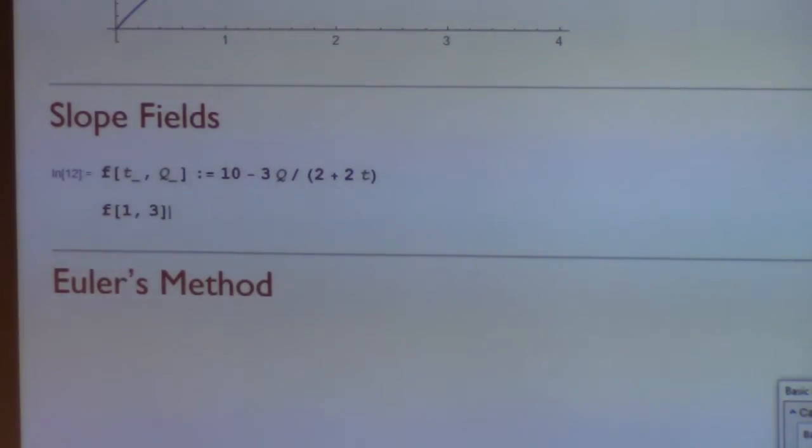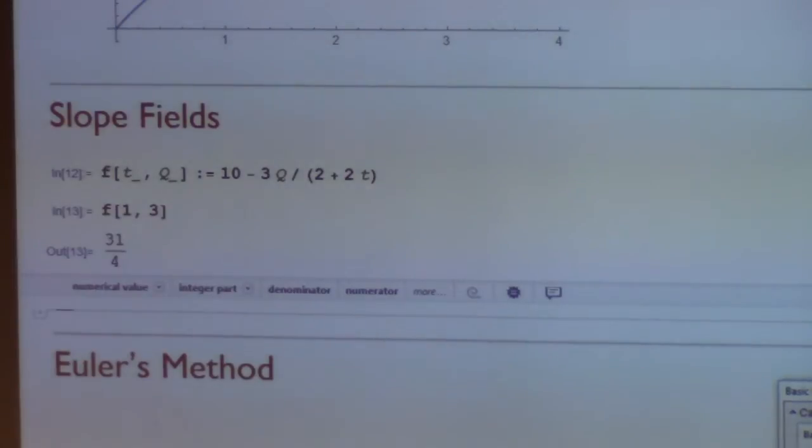This is a function of two variables. As is, you would think of t and q as both being independent variables for this function. However, when we relate it to the differential equation, having a dq dt on the left-hand side for that differential equation, then q becomes the dependent variable and t is the only independent variable. But as far as the slope field goes, you get this number, 7.75.